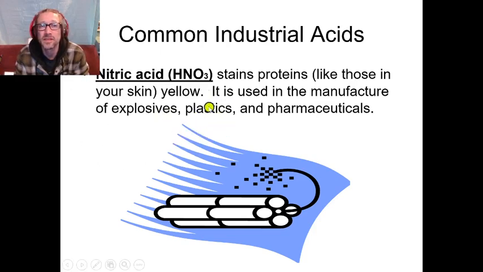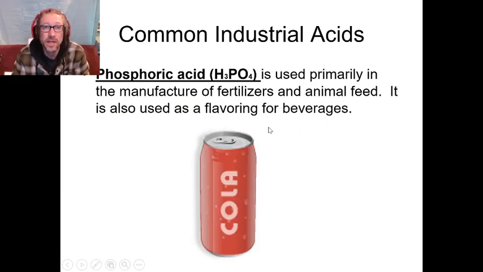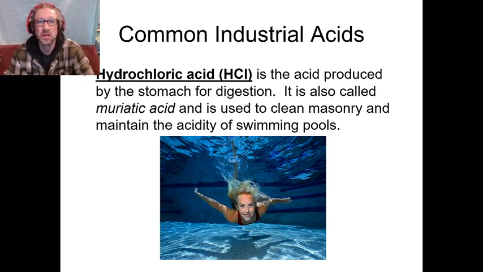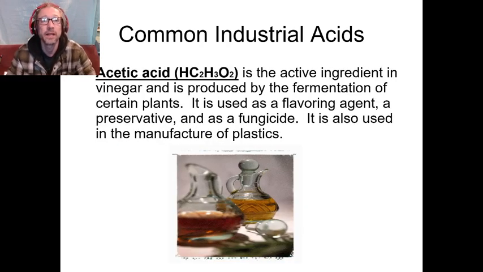Okay, plastics. Plastics are useful, and pharmaceuticals, especially currently. Phosphoric acid, H3PO4, primarily used in the manufacture of fertilizers, that kind of fun stuff. Also flavors our beverages. Hydrochloric acid is produced by the stomach. You can call it muriatic. That's how you'll find it in Home Depot. It's used to clean masonry, maintain acidity of swimming pools, that kind of thing.